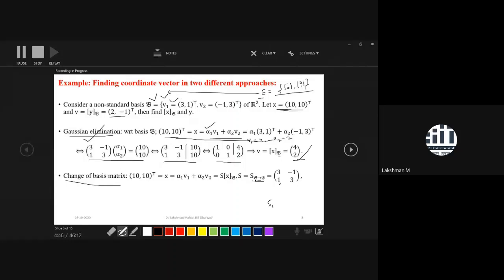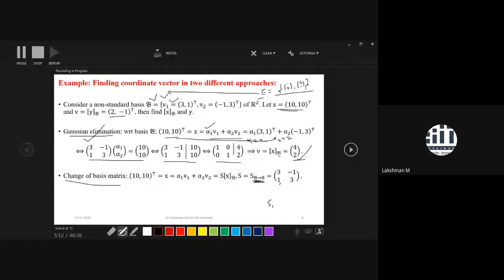Because here the columns of the change of basis matrix would be what? It would be the coordinates of the old basis elements with respect to the new basis, and your new basis here for this change of basis matrix from B to E is the standard one. Just see the representation right now, forget about this problem. See the representation, try to see it in a local way.